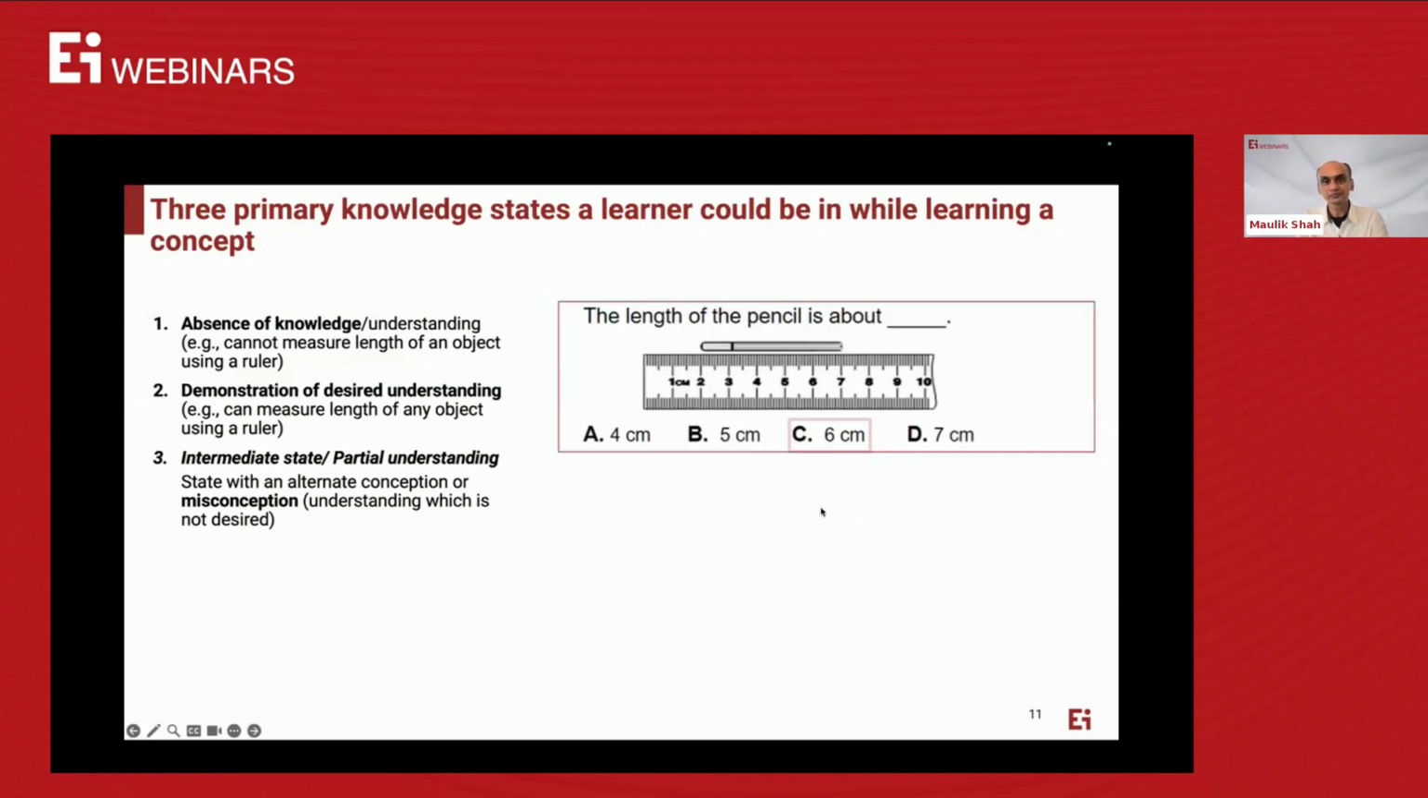So here, 6 centimeter is the alternate conception or misconception that represents that answer. They are basically counting division marks, and to them, that's what measurement of the length of an object is about.